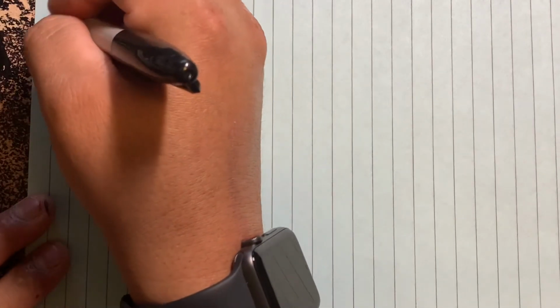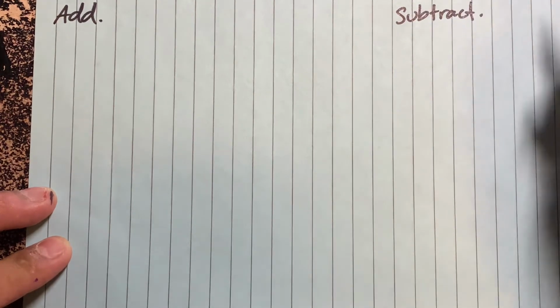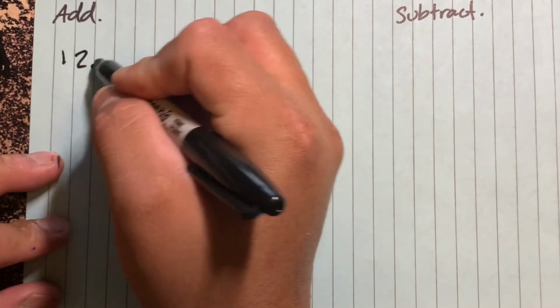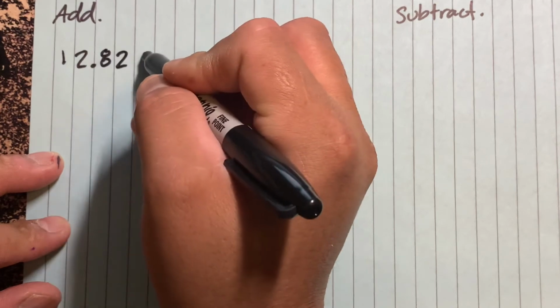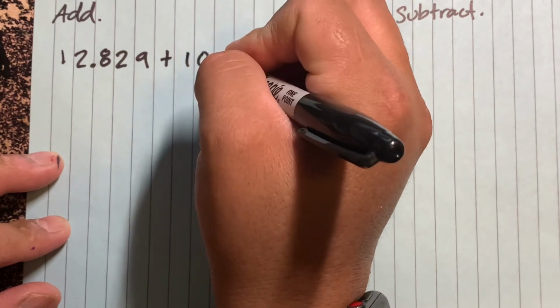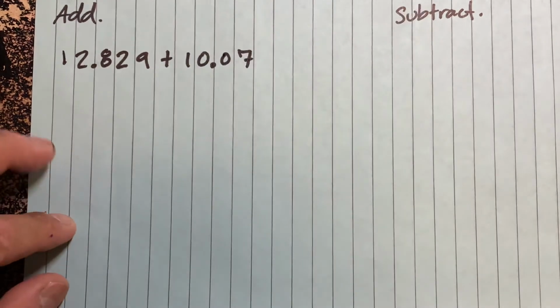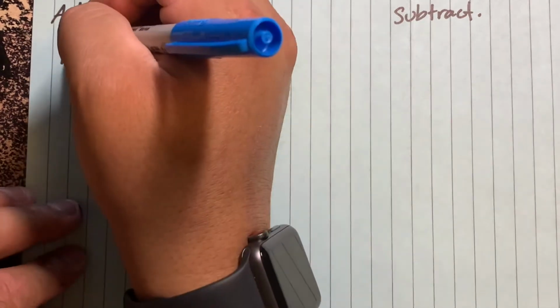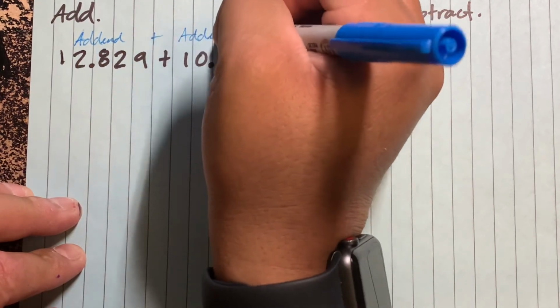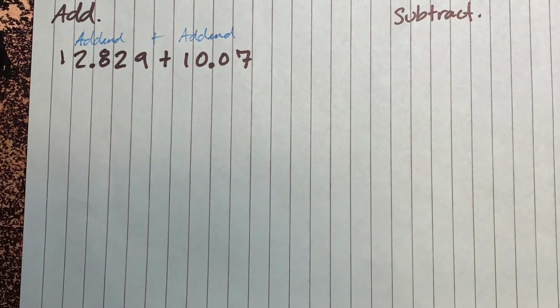So our next problem we're going to have is going to be an addition problem. So we're going to add. The other problem we're going to do is a subtraction problem. So we're going to subtract. Okay, so from here we're going to write 12 and 829 thousandths plus 10 and 7 hundredths. Again, we're going to label this as an addend plus another addend, and that's going to be, we're going to find the sum.